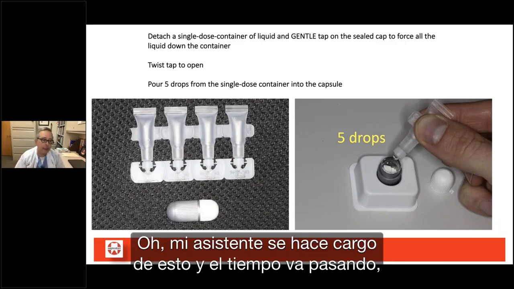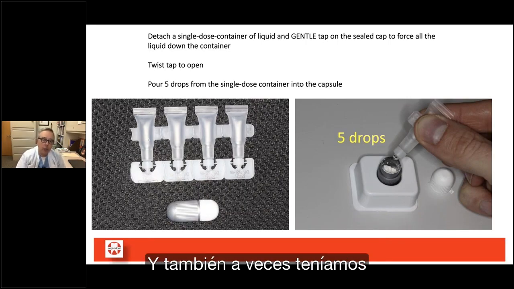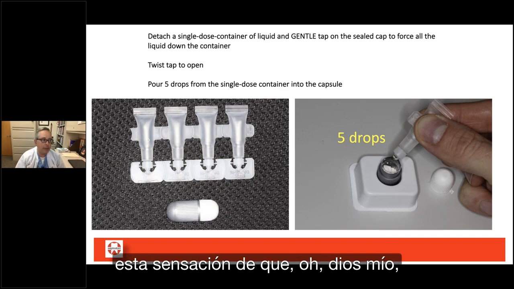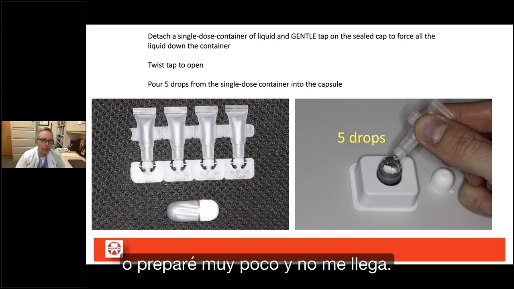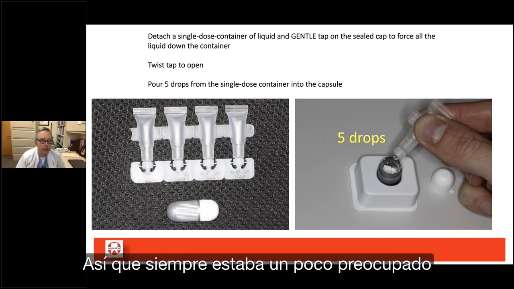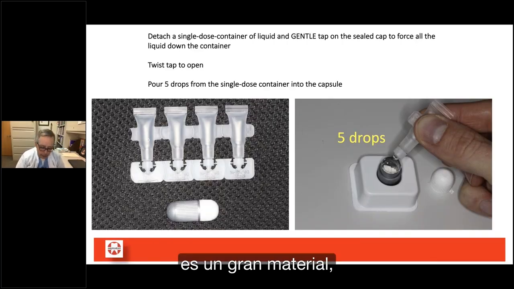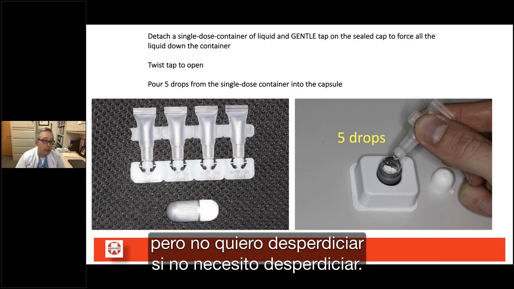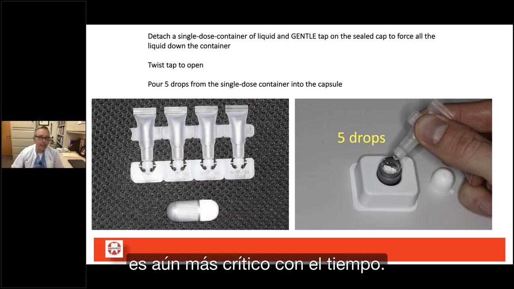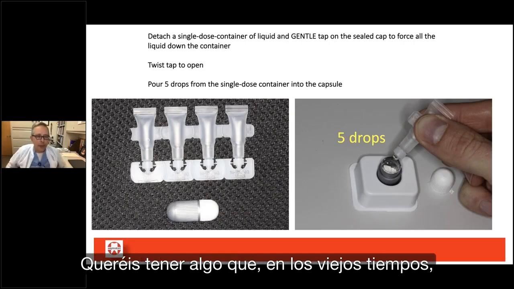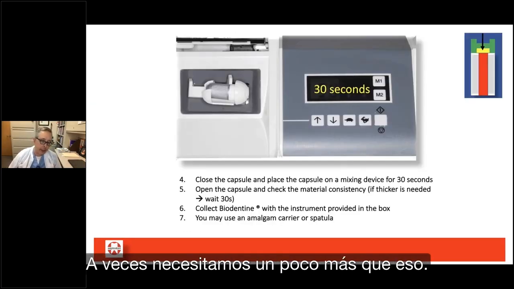So that's the capsule with the powder, and that's my fingers putting the 5 drops, or my assistant does that, and then time, and you have a patient with the mouth open. Sometimes we have this feeling of, oh my God, I prepared too much and I only need it for one tooth, or I prepared a little and it's not enough. I was always concerned, because it's a great material, but I don't want to waste it if I don't need to. I'm sure you feel the same. If you work with kids, time is even more critical. In the old days we put that in the amalgamator for 30 seconds, and sometimes we needed a little bit more than that.